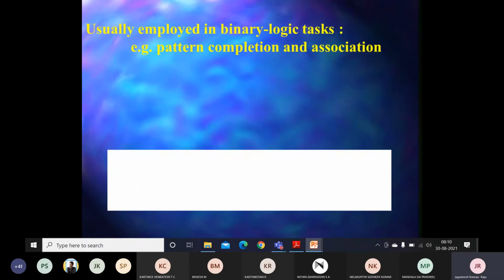The Hopfield network is usually employed in binary logic tasks. A binary logic task means a yes or no pattern: 0 or 1, true or false, yes or no. So it is used only in binary logic tasks, for example pattern completion and pattern association. Whenever I see a particular person, I am able to tell whether he is a boy or girl, or a man or woman. Like that, it is considered a binary logic task. That is considered here as a pattern completion and pattern association problem.